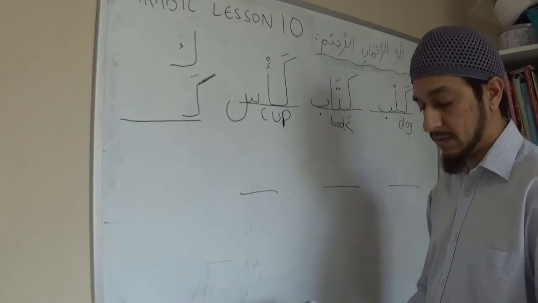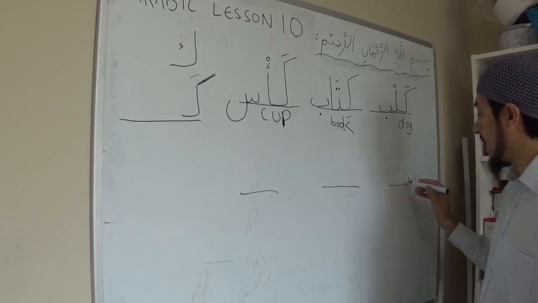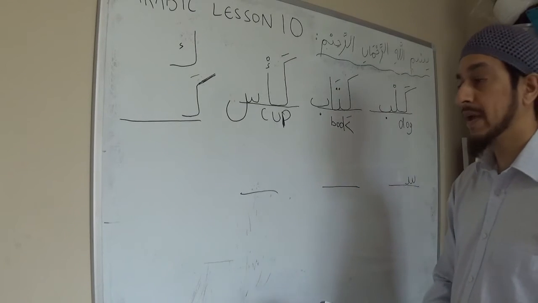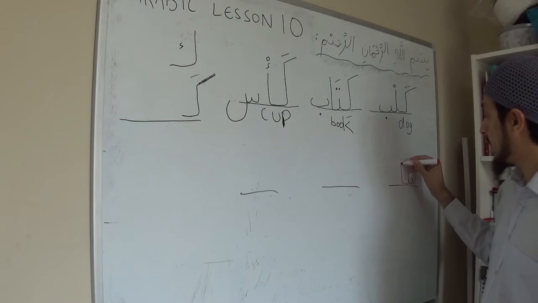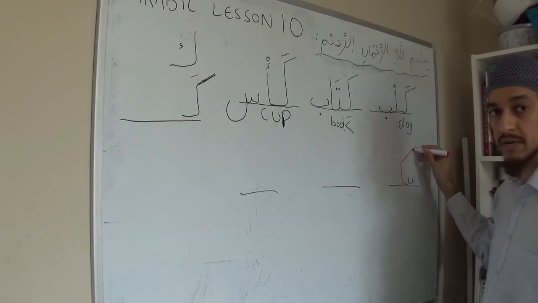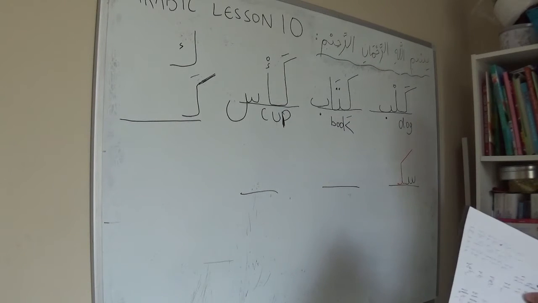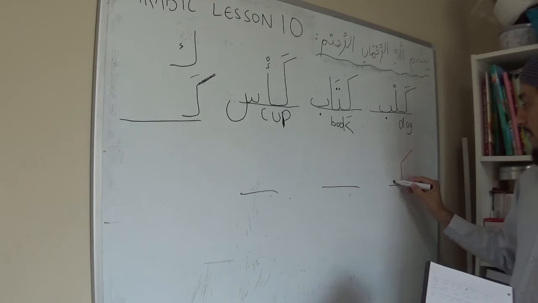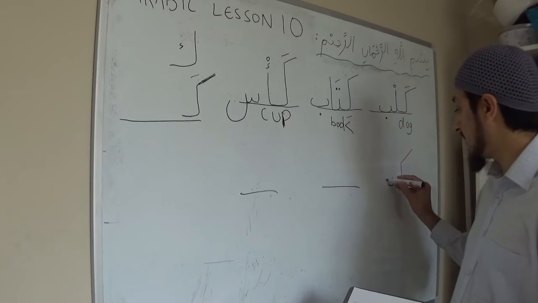We had sikkin. Start with the seen and just leave it there. Going on to a kaf, again the same form, goes up, it slants off, and then comes back down, and a little tail there. A ya, again all on the line, and finally a noon.